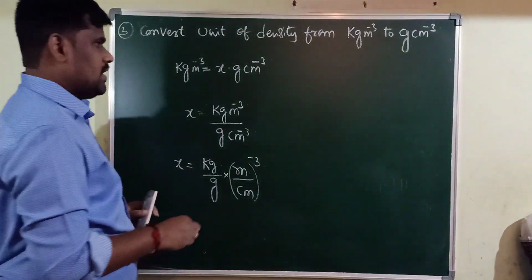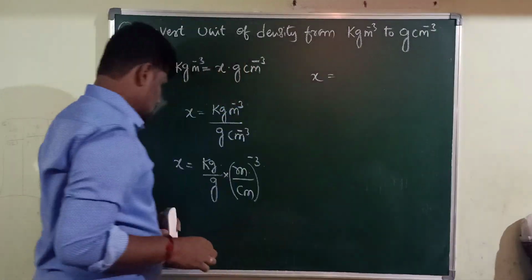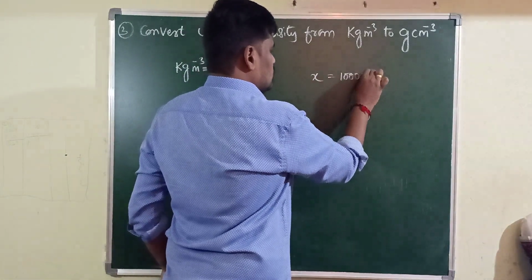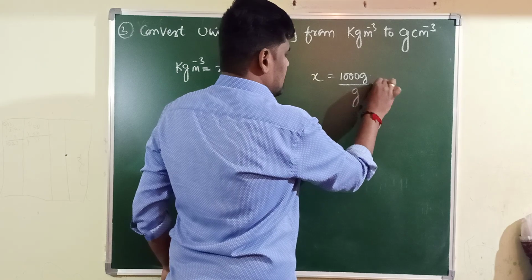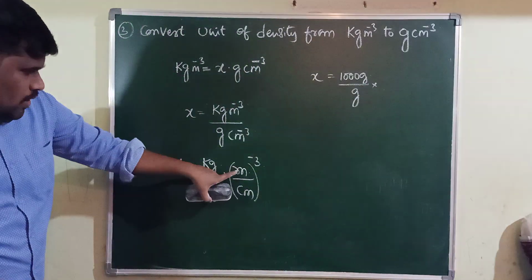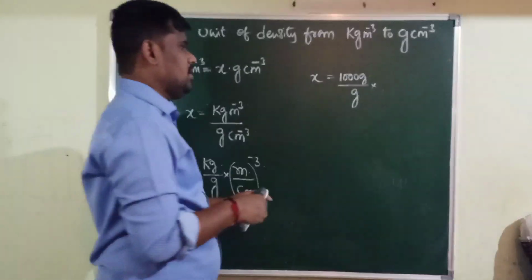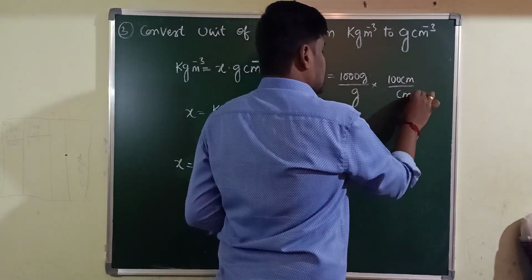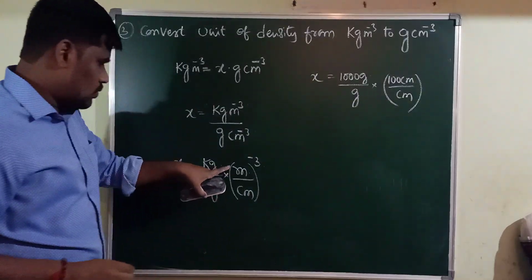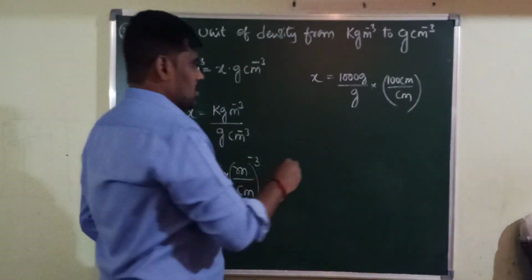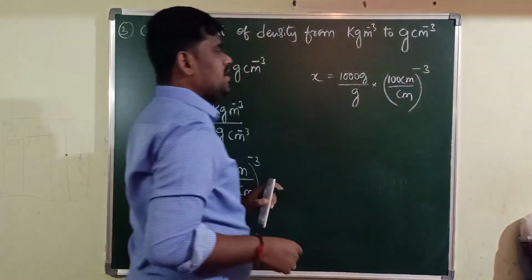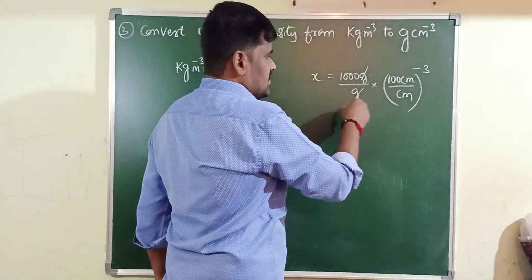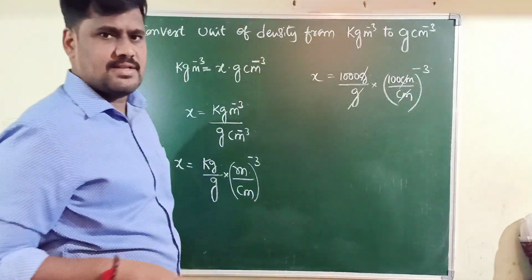Next step. What can I write? x is equal to 1 kg equals how many grams here? 1 kg equals 1000 gram divided by gram here. Next, 1 meter equals how many centimeter? 1 meter equals 100 centimeter divided by centimeter as it is. 1 meter I am converting in centimeter to the power -3. Okay. Next, gram and gram get cancelled, centimeter and centimeter get cancelled.